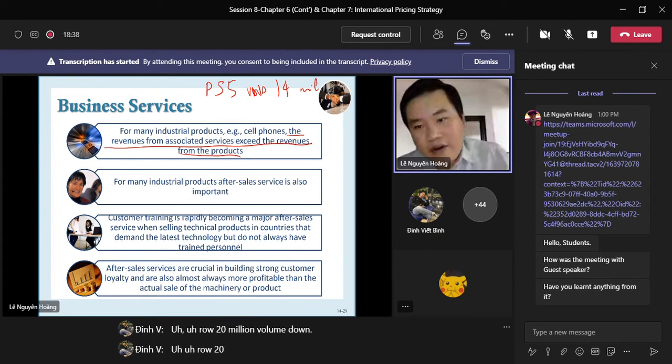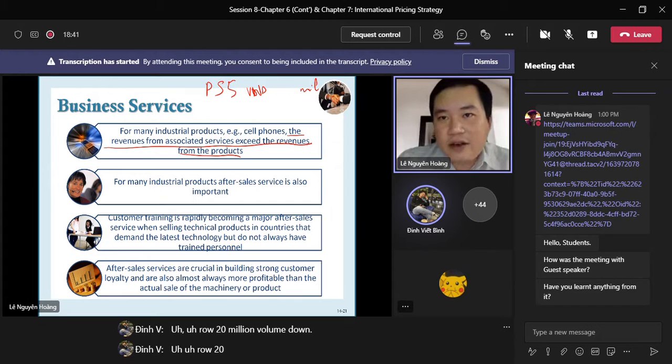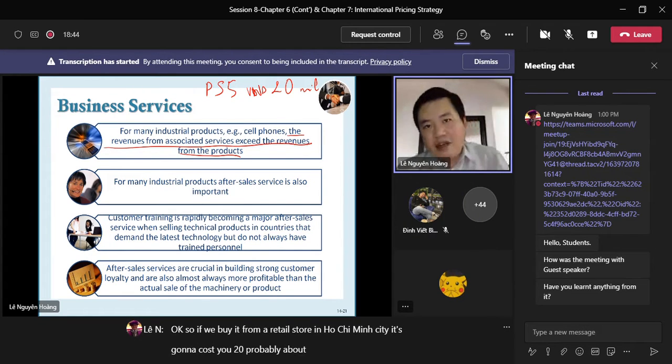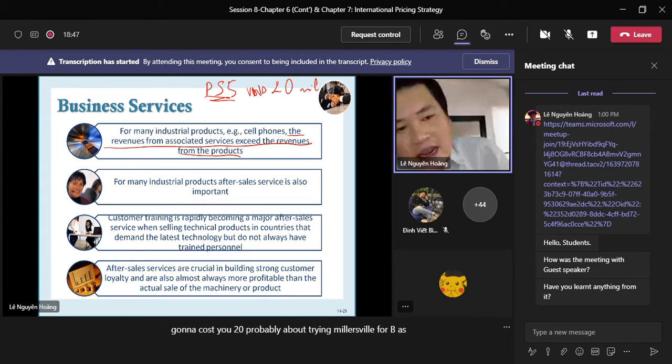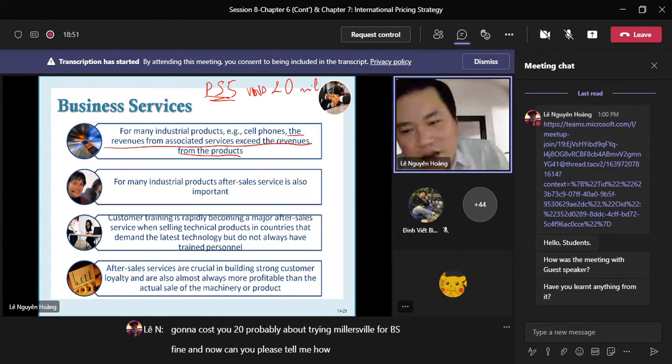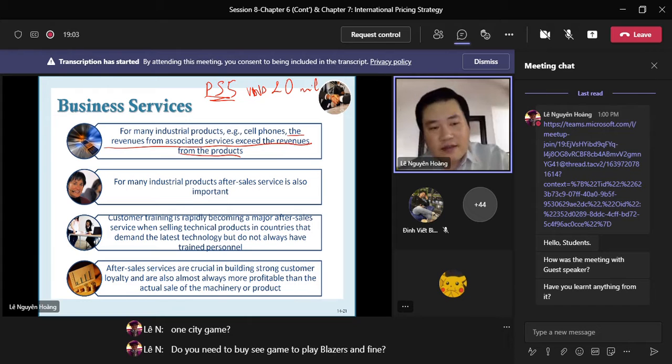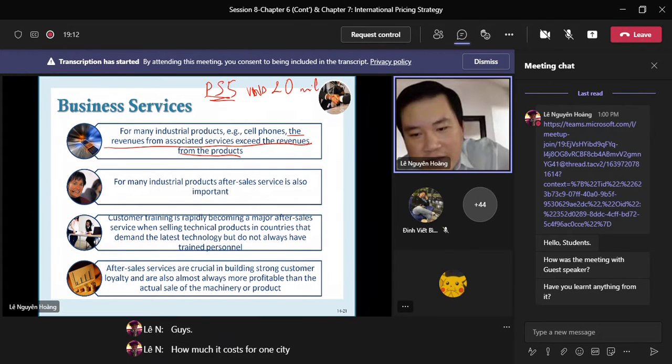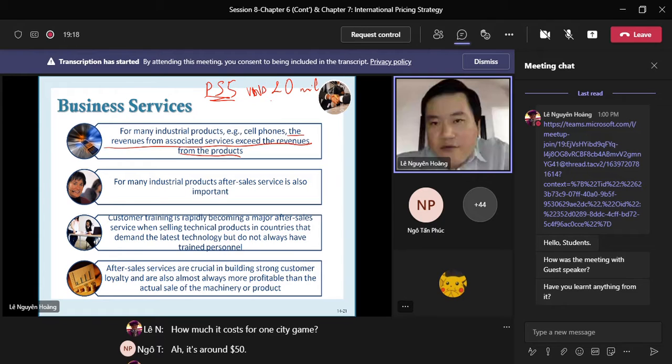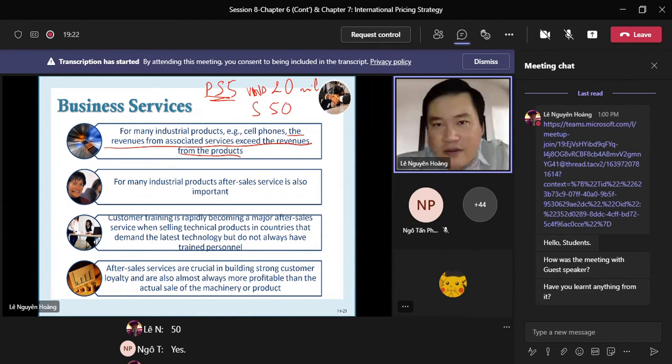Okay, so if we buy it from a retail store in Ho Chi Minh City, it's going to cost roughly 20 million Vietnam dong for a PS5. And now, can you please tell me how much it costs for one CD game? Do you need to buy a CD game to play PlayStation 5? How much does one CD game cost? It's around $50. 50 US dollars.